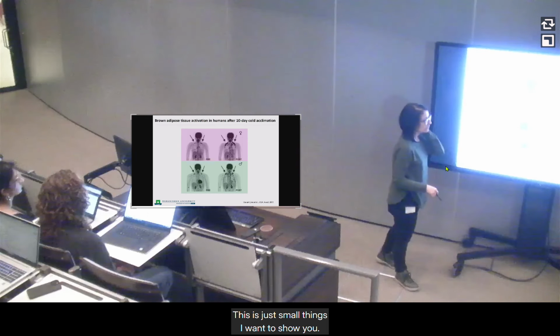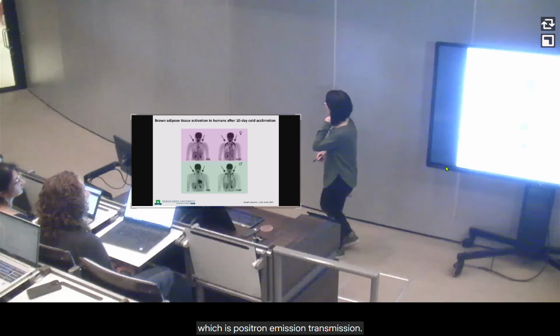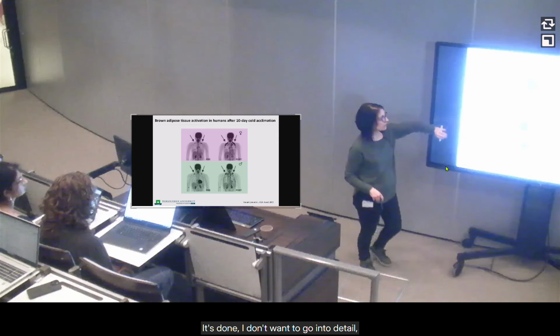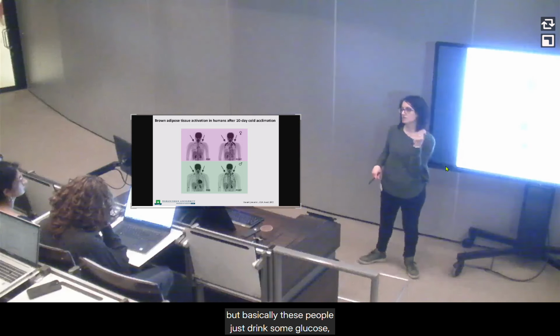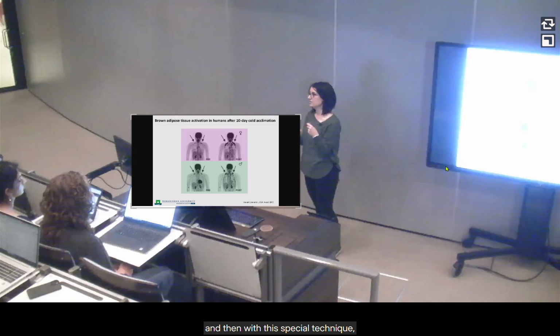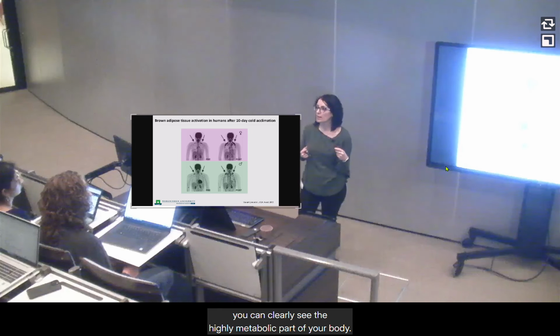This is just a small thing I want to show you. These are images of PET, which is positron emission tomography. I don't want to go into detail, but basically these people just drink some glucose, which has a tracer, and then with this special technique you can clearly see the highly metabolic parts of your body.